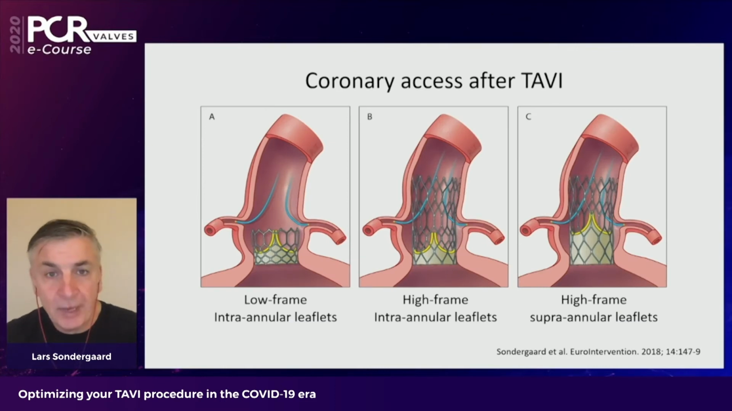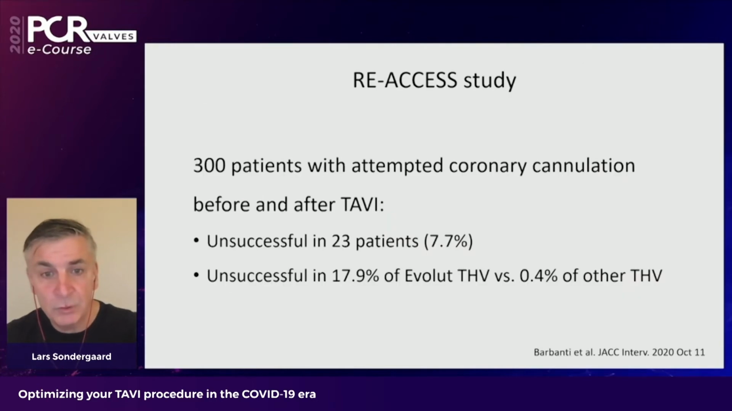Another issue in these patients who have a longer life expectancy is future access to the coronary arteries. And we can divide all valves into 3 groups: low stent frame or high stent frame. And for the high stent frame, you can have an inside position of the leaflets as for the Portico, or a supra-annular leaflet position. And particularly for those with a supra-annular position of leaflets, it can be very difficult to re-access the coronary arteries.